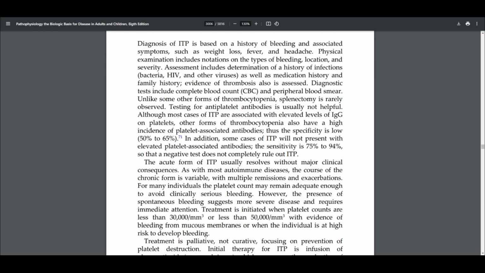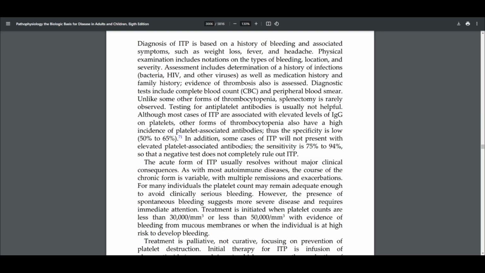The diagnosis of ITP is based on the history of bleeding and associated symptoms such as weight loss, fever, and headaches. Physical exam includes notation of the types of bleeding, location, and severity. Assessment includes determination of a history of infection, as well as a medication history and family history. Evidence of thrombosis also is assessed. Diagnostic tests include complete blood count and peripheral blood smears. Unlike some other forms of thrombocytopenia, splenomegaly is rarely observed.